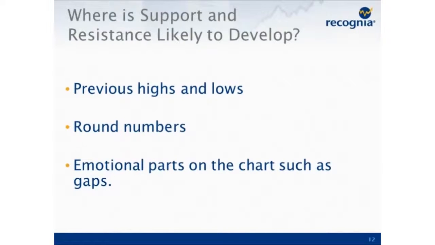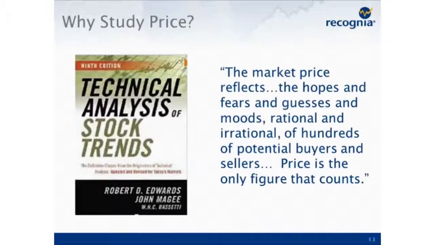Similarly, there are emotional levels on the chart such as gaps. Sometimes a stock will close at one level and open the next day much, much higher than it closed the previous day. That is called a gap. Those are emotional disconnects in the price history of a stock, and they can also become support and resistance levels going forward. I'm going to show you, as we do our demonstration of Recognia, how you can use Recognia's analytics to find support and resistance levels automatically on any price chart.